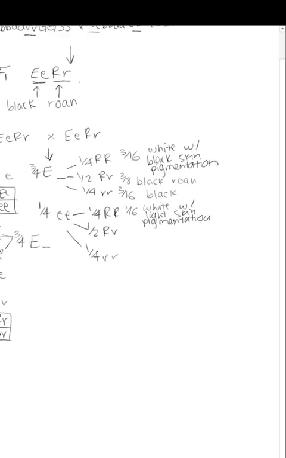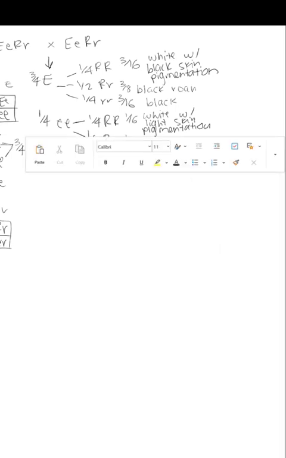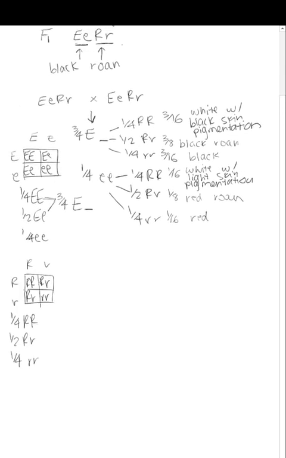We'll move on to our next one. So we have a quarter times a half, so 1/8. So little e, making them red, and then big R, little r, so roan, so 1/8 are going to be red roan. And our last one, we have a quarter times a quarter, so 1/16. So little e, making them red, and then little r, so they're just going to be their base color, so 1/16 red. So this would be the final answer for our F1 cross.